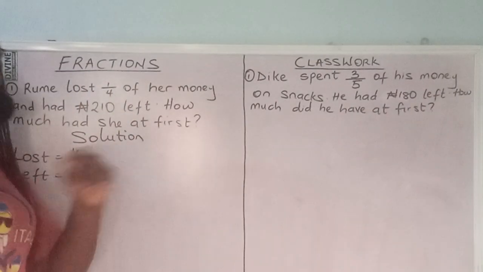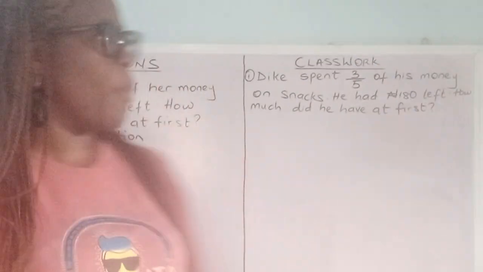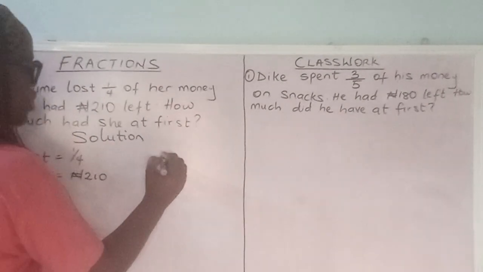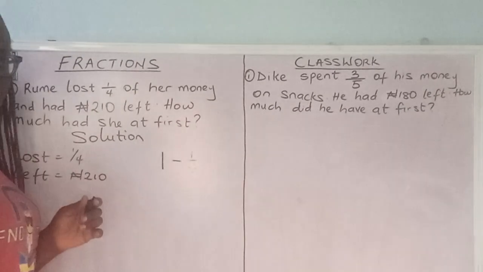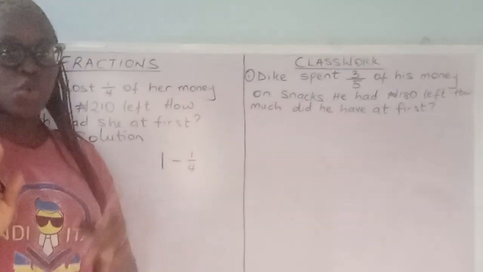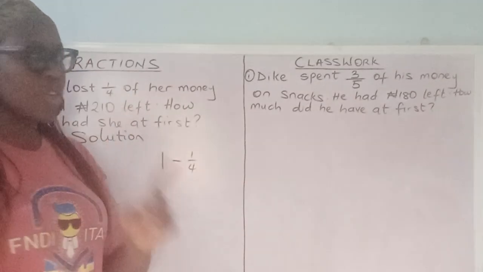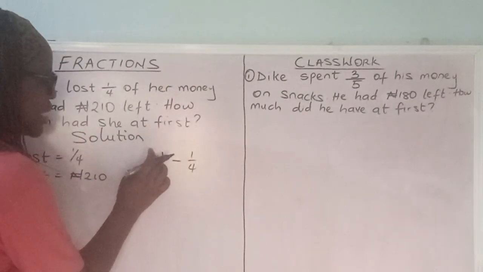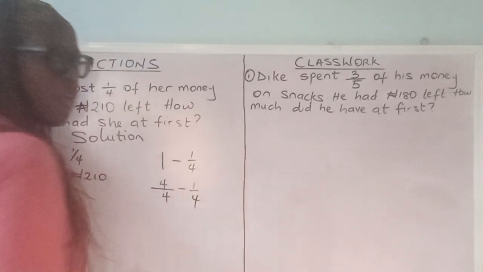If she lost 1/4 fraction, total fraction is 1. Total fraction is one whole number. So how do we get the fraction that she has left? Total fraction is 1 minus the fraction that she lost. Since we are using a whole number 1 to subtract a fraction, we just have to change this 1 into a fraction. We convert this 1 into a fraction that has this denominator as both numerator and denominator. What does that mean? We change our 1 into 4/4 and subtract 1/4 from it.